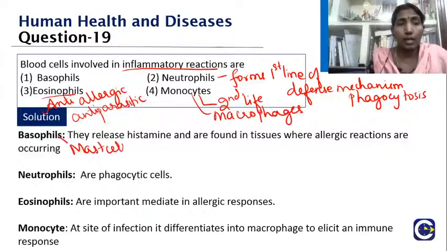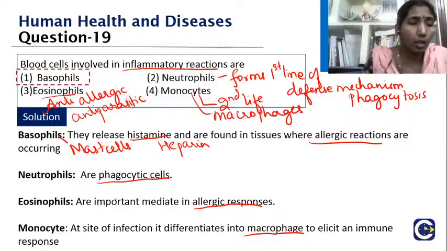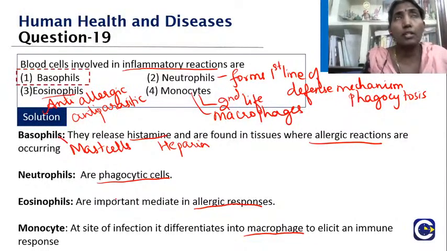Children, please do understand. Basophils and mast cells release histamine, heparin, and they bring about the reaction of allergy. Neutrophils are phagocytic cells, which I already said. What about eosinophil? They mediate the allergic response. What about monocyte? As macrophages, they are going to mount an immune response. So what should be your answer? Your answer is basophils, not neutrophils, children.